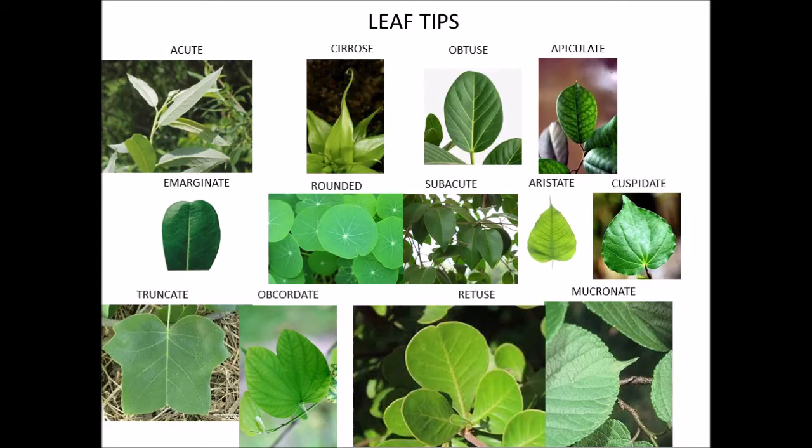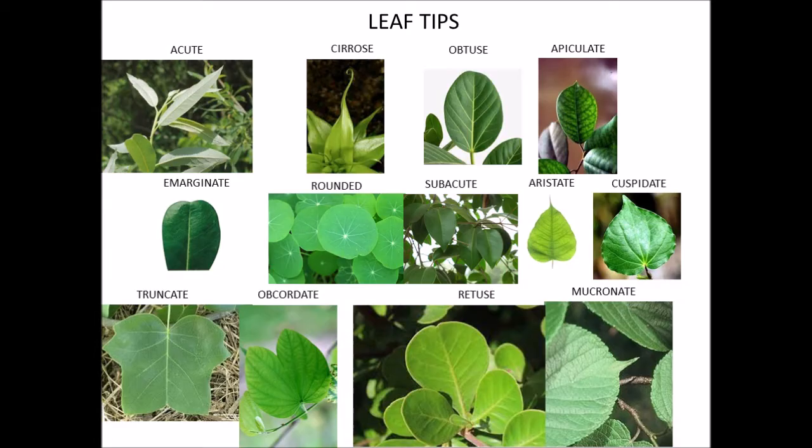Apiculate is a tip that narrows to a point. Emarginate means there's no tip, it kind of dips in at the tip. Rounded is, as the name suggests, a rounded tip, and in this case nasturtiums. Subacute would be a sharp tip, as in the acute leaf, but not quite as sharp, so it's less of an angle.